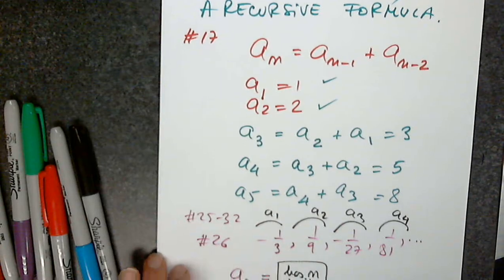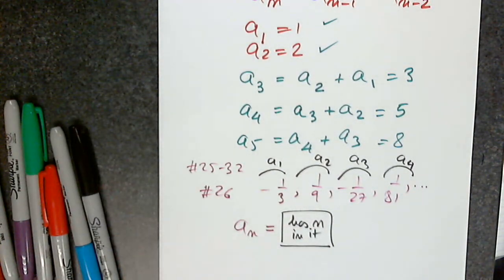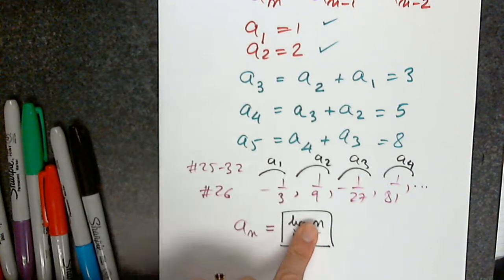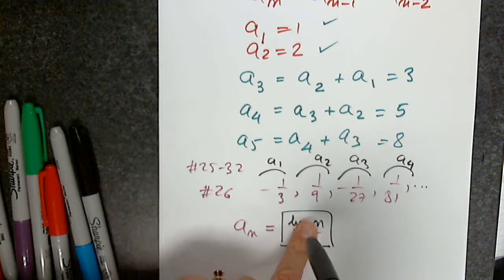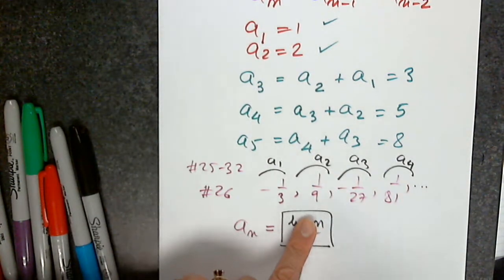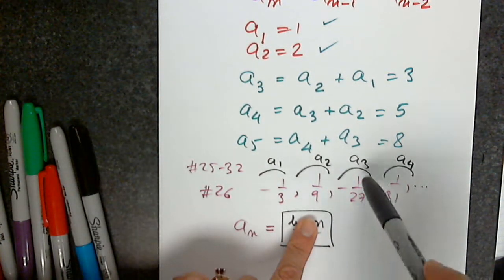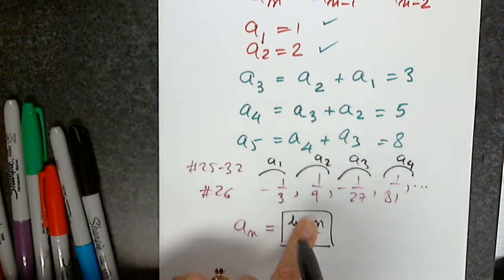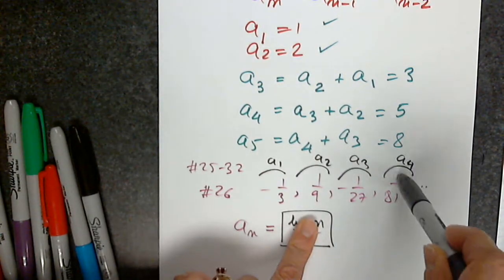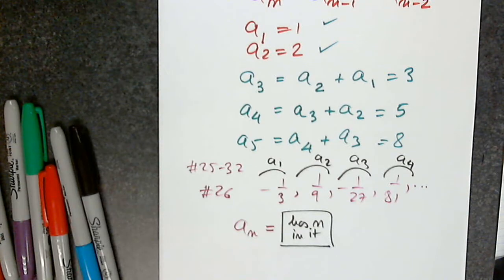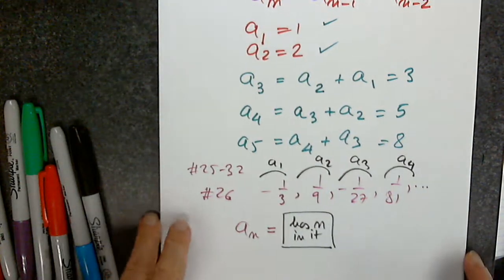Now, I'm going backwards. I am given the terms of the sequence, and I'm asked to find that general term in which if I make n equals 1, I get negative 1/3. If I make n equals 2, I get 1/9. If I make n equals 3, I get negative 1/27. If I make n equals 4, I get 1/81. So, negative 1/3 is the base.